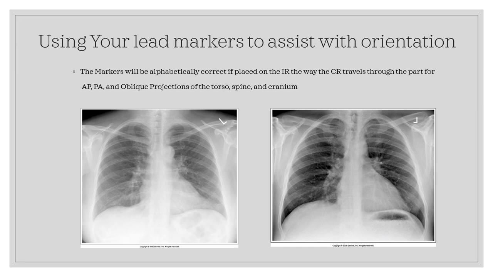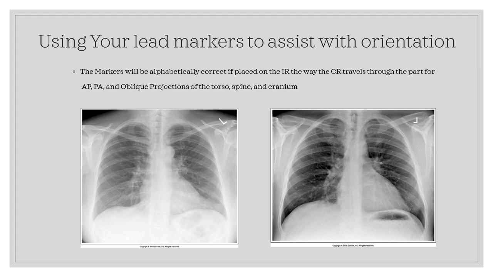Using your lead markers to assist with orientation. The markers will be alphabetically correct if placed on the IR the way the CR travels through the part for an AP or PA and oblique projections of the torso, spine, and cranium. PA erect chest X-ray, turn markers backwards. It doesn't work with tabletop.